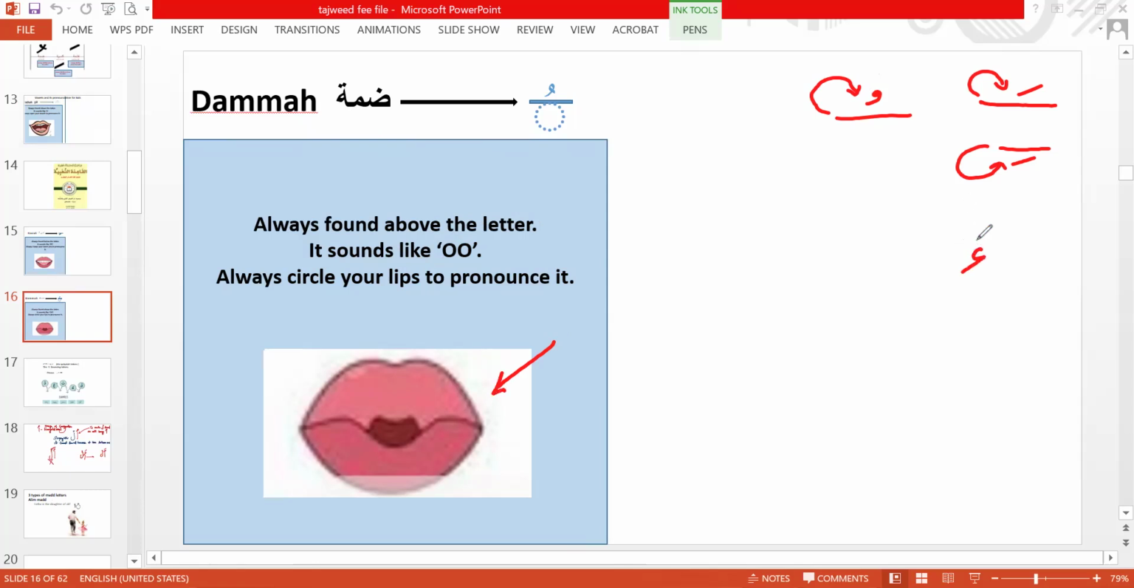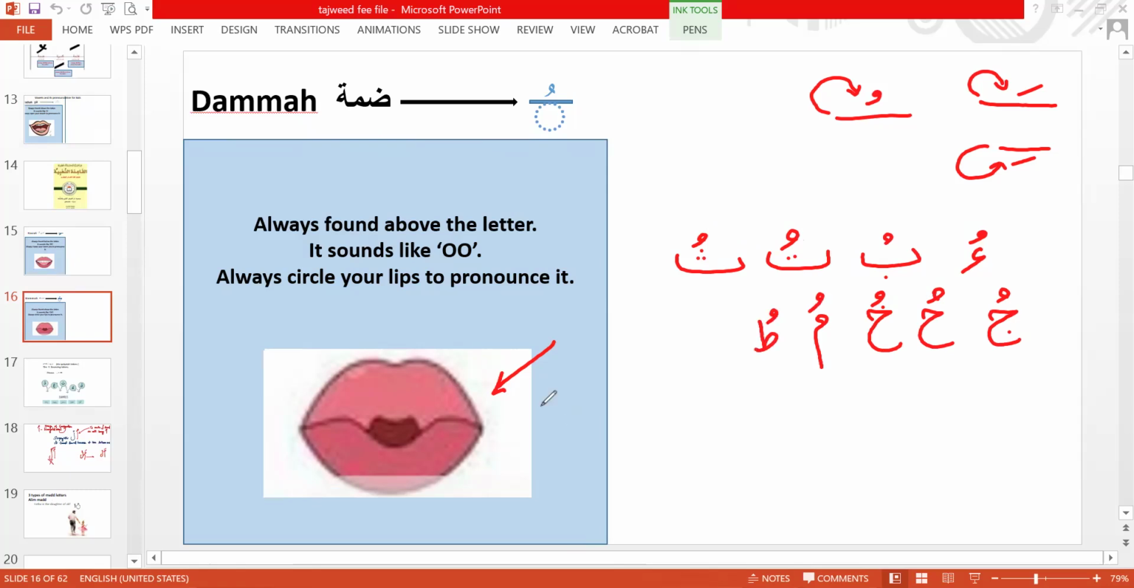Like Hamza dhamma u, Ba dhamma bu, Ta dhamma tu, Tha dhamma thu, Jim dhamma ju, Ha dhamma hu, Kha dhamma khu, Mim dhamma mu, Sin dhamma su, Shin dhamma shu.